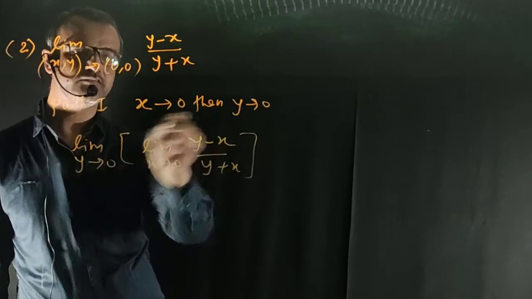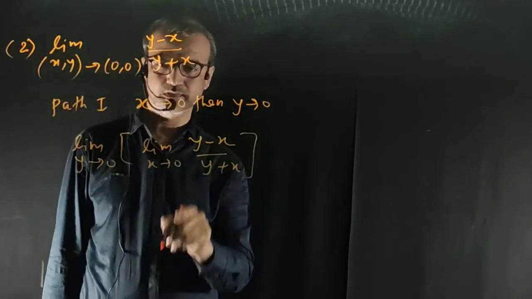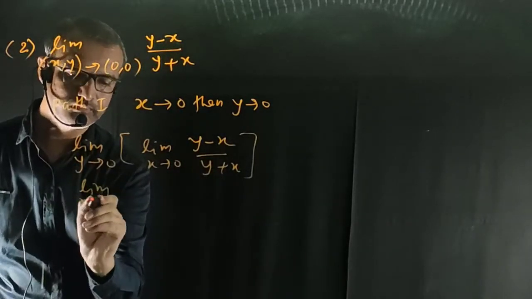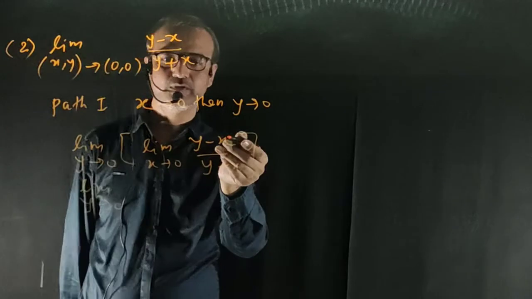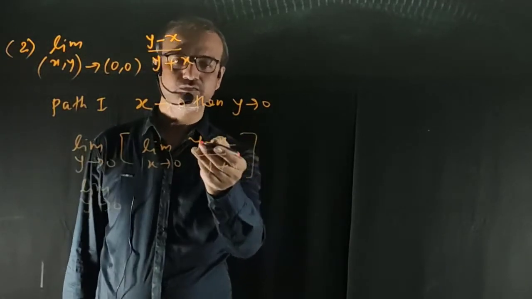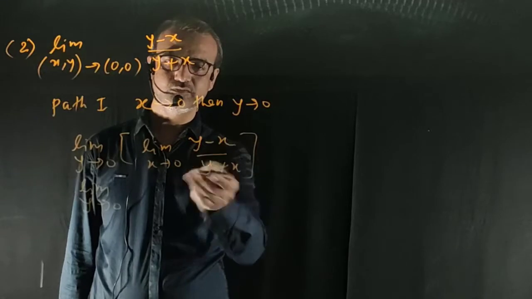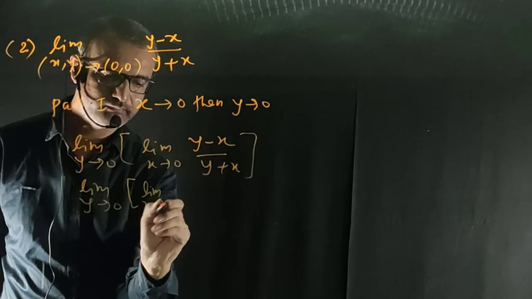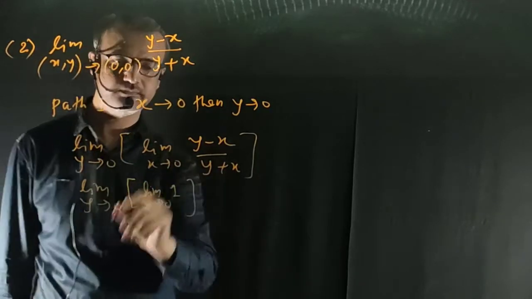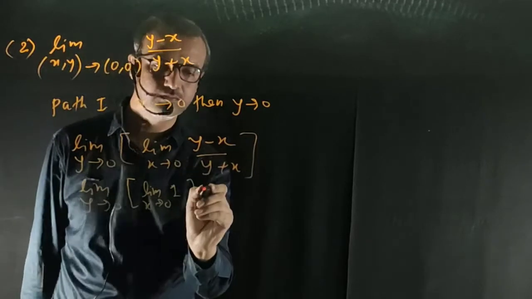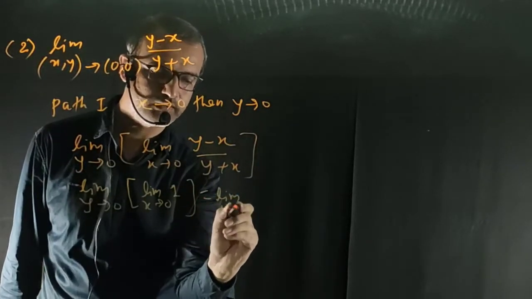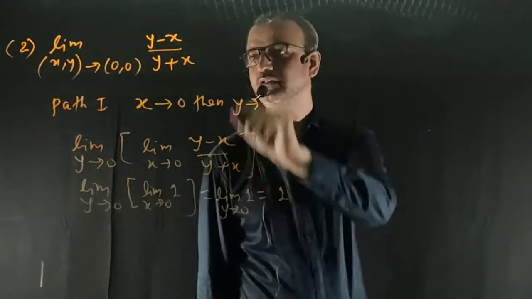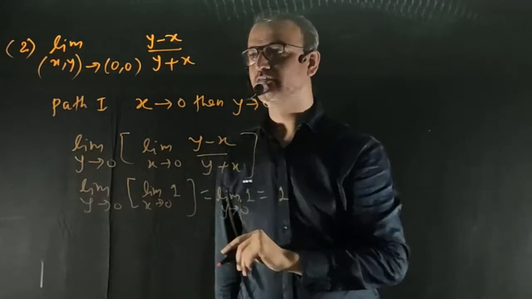Okay, now first of all we will evaluate the limit of this function by taking x equals to 0. So this is equals to limit y tends to 0. If you put x equals to 0 over here, the function is limit x tends to 0 of y over y, and y over y is 1. So limit x tends to 0 of 1, and this is a constant function, so its answer is 1. So this is limit y tends to 0 of 1, and this is again 1. So along path 1, the limit of this function is 1.